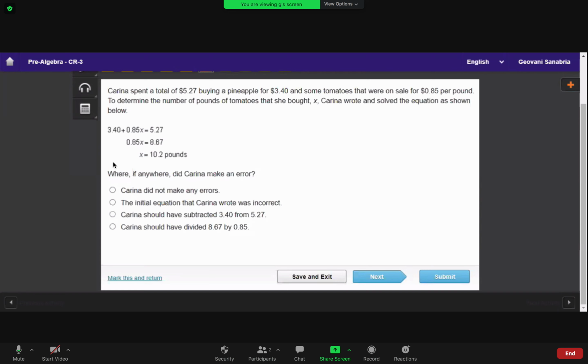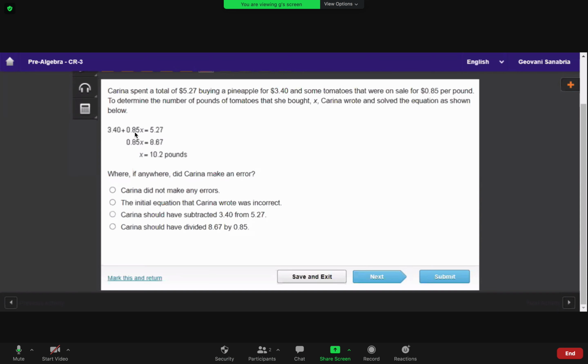So, 3.40, what was 3.40? She spent a total... It was the pineapple. Yeah, buying a pineapple for $3.40. Okay, so she bought one pineapple for $3.40. That $3.40 all by itself makes sense because she bought one pineapple. So the $3.40 should only be by itself. It shouldn't be multiplied by 2 or by whatever. And then 85 cents per pound. Well, we know that the number of pounds of tomatoes that she bought was x.